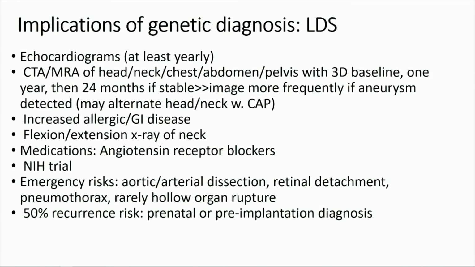Emergency risks in this disorder include not only the aortic dissection, but arterial dissection risk, the retinal detachment, the pneumothorax. There has been rarely described hollow organ rupture, but if someone is presenting with abdominal pain, it's something we think about. And again, a 50% recurrence risk.